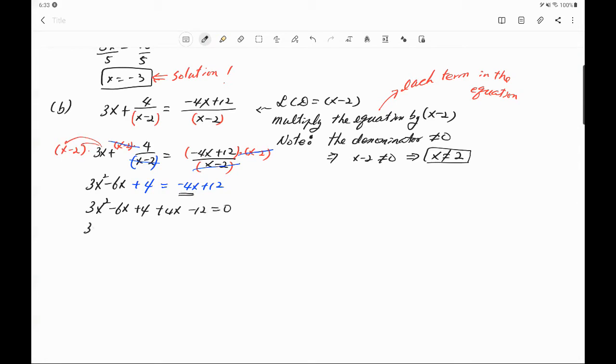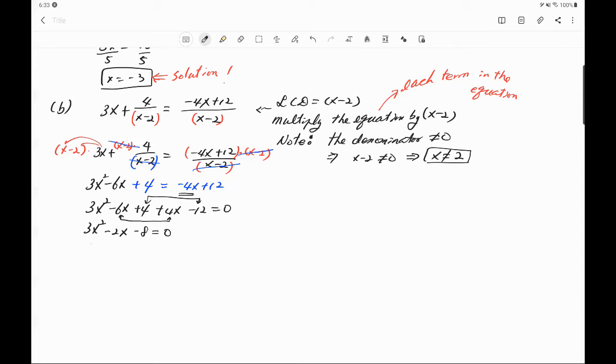Okay, and then simplify the left-hand side of the equation. Then combine these like terms, that is negative 2x, and add the constants, so that is negative 8 equals 0. All right, so from this trinomial, let's factor this one.